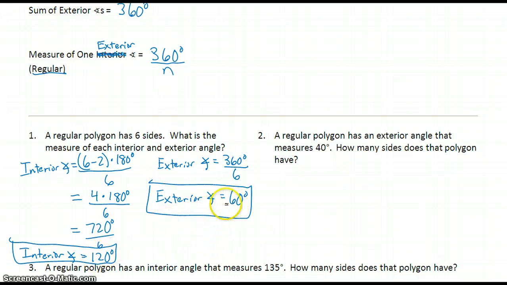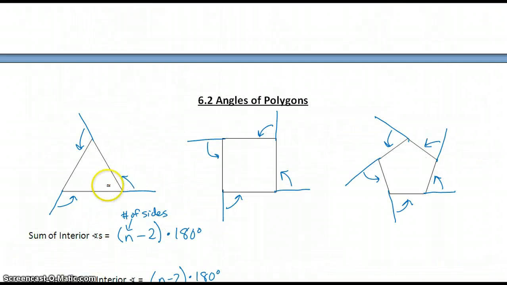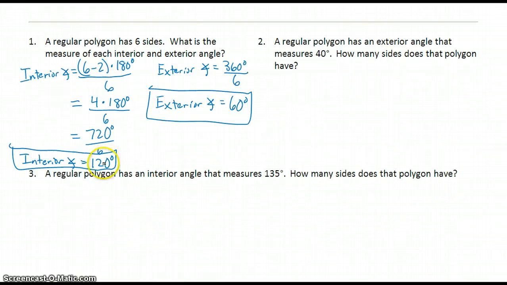I can check this answer. These two numbers should be supplementary. If I look at an interior and an exterior angle, the measure of an interior angle and its exterior angle should be supplementary. 120 and 60 are supplementary.